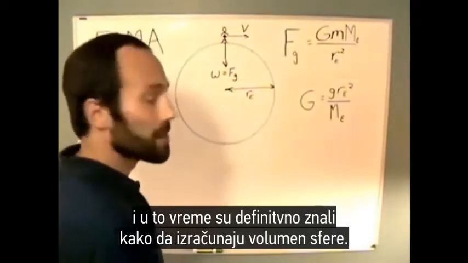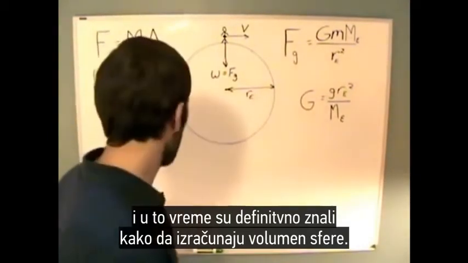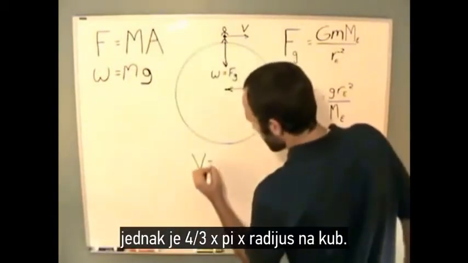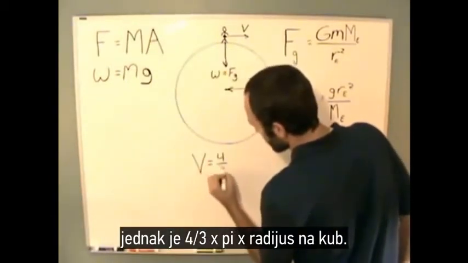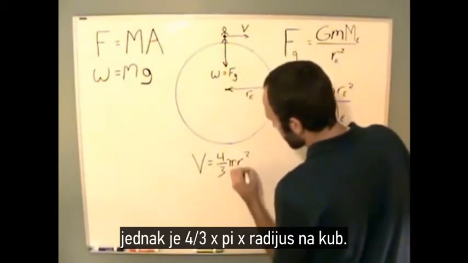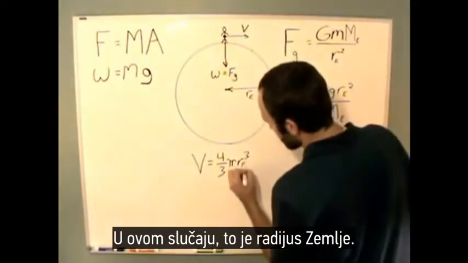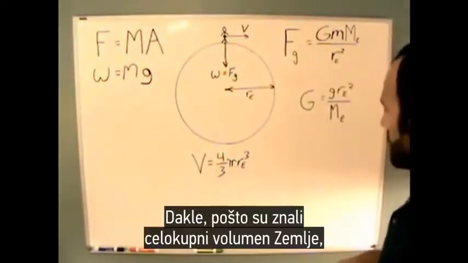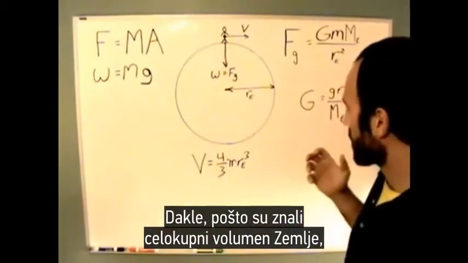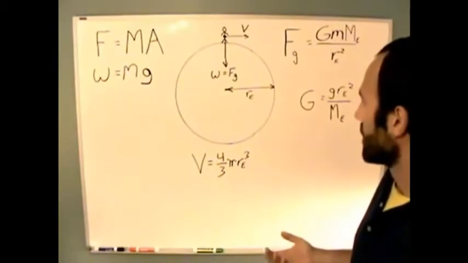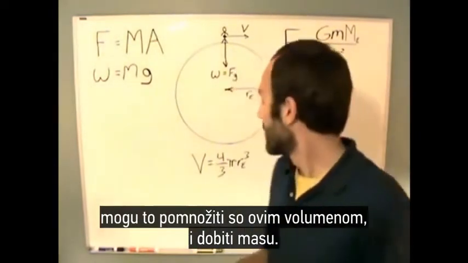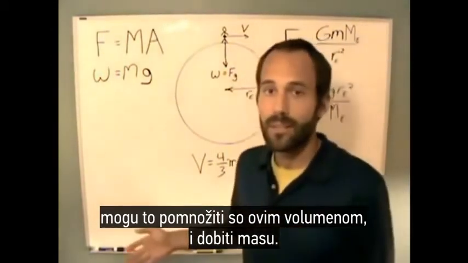And at that time, they definitely knew how to calculate the volume of a sphere. The volume of a sphere is equal to 4/3 times pi times the radius squared, or cubed actually. In this case, it's the radius of Earth. And so since they know the total volume of the Earth, they know that if they could figure out the average density of Earth, they could multiply that by this volume and get mass.